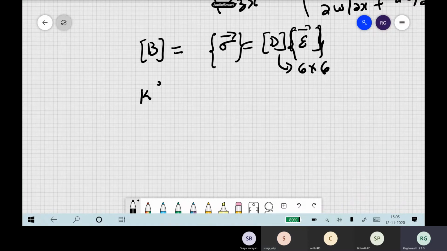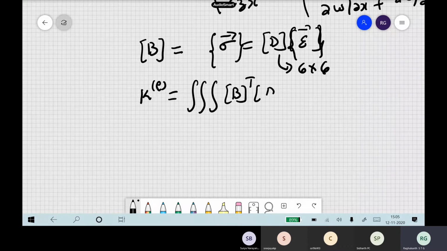So now finally your element stiffness matrix, you can easily find out from the integral of B transpose D B dV. This big expression has to be derived. So this is how you write the stiffness matrix for a tetrahedra, which is a very famous thing.